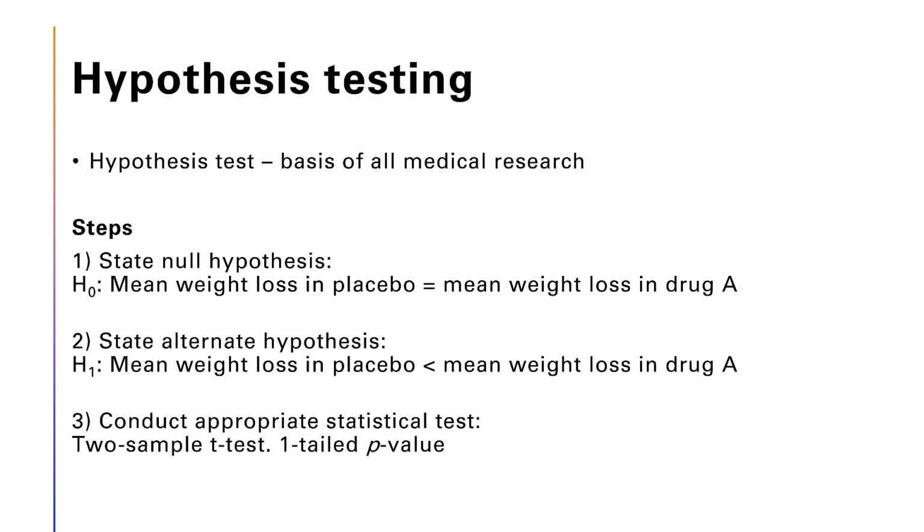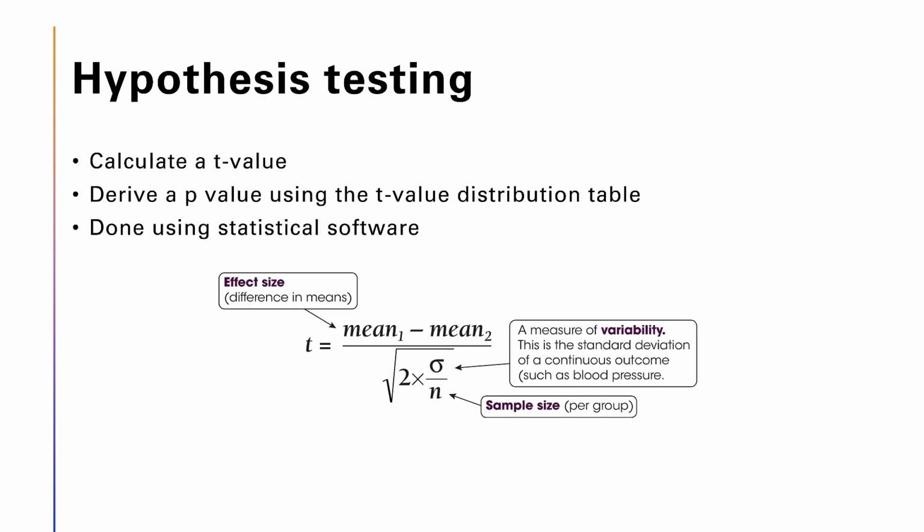Next, using the data collected, we'll conduct the appropriate statistical tests. In this example of comparing weight loss of drug A versus placebo, we can use a 2-sample t-test. Don't worry, we'll be elaborating on choosing the appropriate tests in a later slide. Furthermore, in this case, we'll be using what we call a one-tail p-value. This is because we know the specific direction of the effect, which is that drug A is expected to have more weight loss than the placebo group. Don't worry, we'll also be further exploring one-tail versus two-tail tests in a later slide.